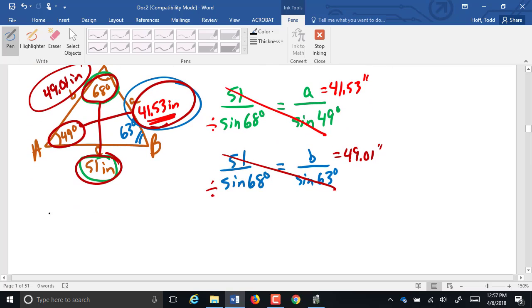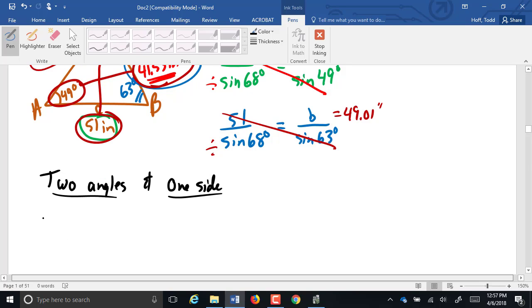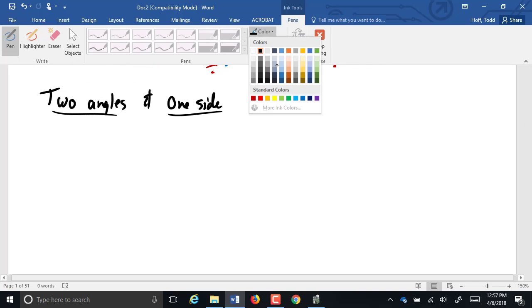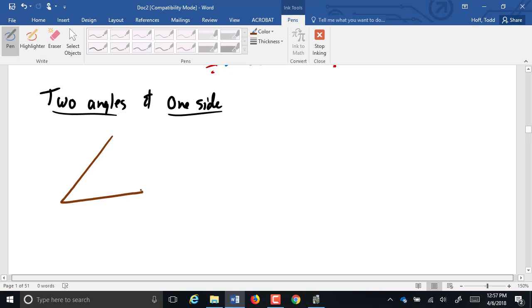Now in this case, we had two angles and one side. And the one side happened to be across from one of the given angles. We could have two angles and one side in a different form, like this. We have 71 degrees, 39 degrees, and let's say that this side over here is 50 feet.